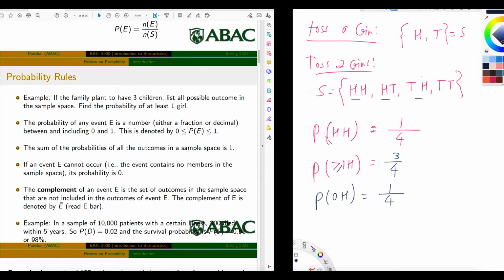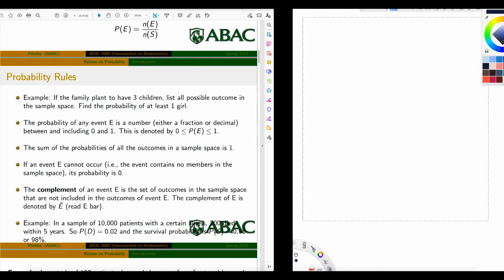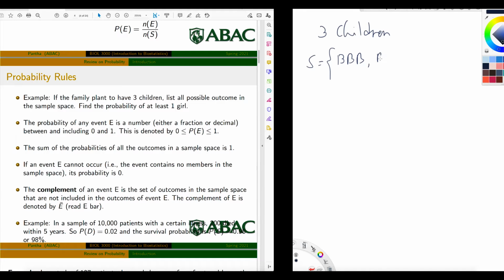The next example is, if a family plans to have 3 children, list all possible outcomes in the sample space and then find the probability of at least one girl. If a family plans to have 3 children, then what are the outcomes in the sample space? Either all of them are boys, right? The first boy, second boy, third boy, or 2 boys and 1 girl, but in different order.